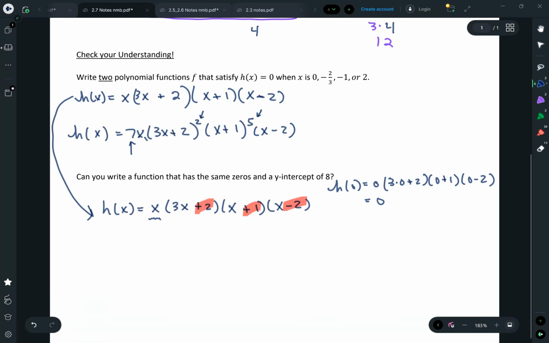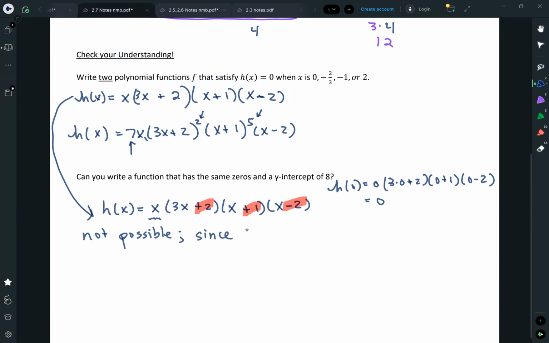So we're going to write not possible, since there is an x-intercept of 0, the y-intercept must be 0 as well.